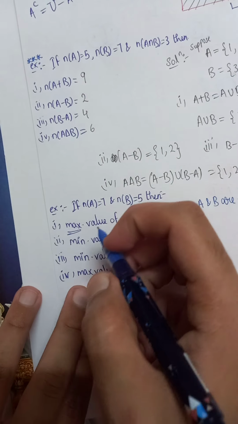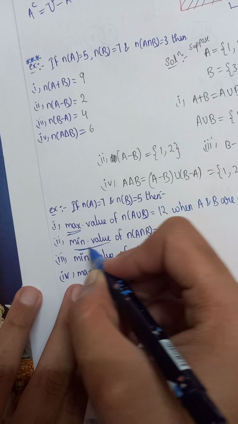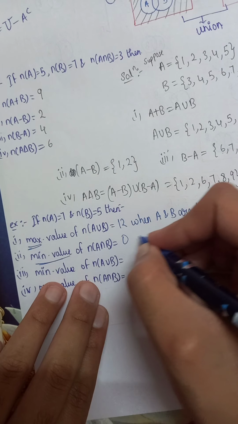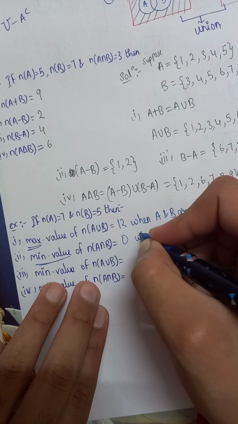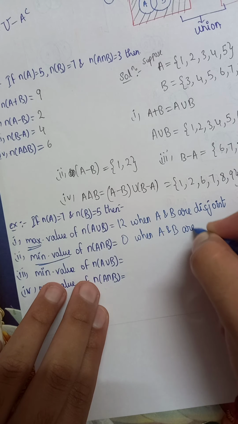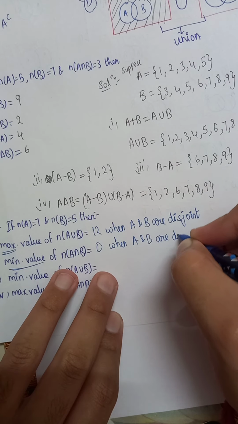Next question, minimum value. He's asking about the minimum value of n of A intersection B. The minimum value is 0. The minimum value is 0 when A and B are disjoint.